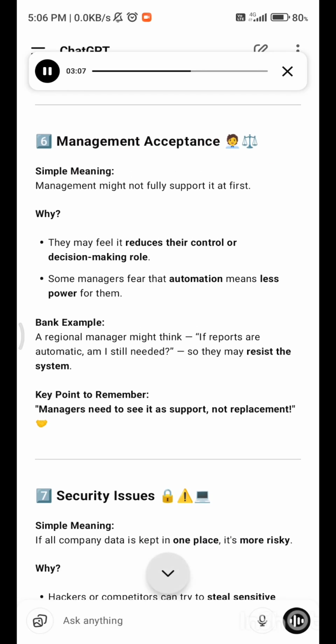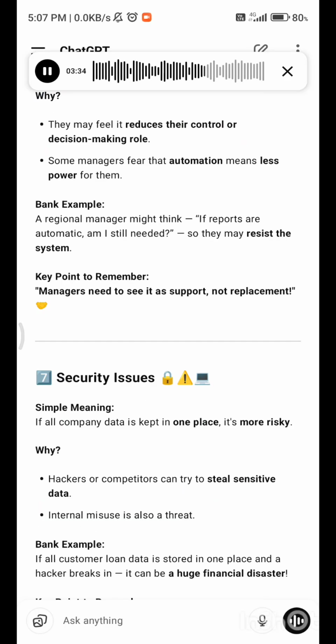6. Management acceptance. Simple meaning: management might not fully support it at first. Why? They may feel it reduces their control or decision-making role. Some managers fear that automation means less power for them. Bank example. A regional manager might think, if reports are automatic, am I still needed? So they may resist the system. Key point to remember: managers need to see it as support, not replacement.